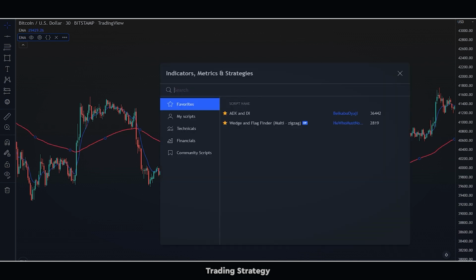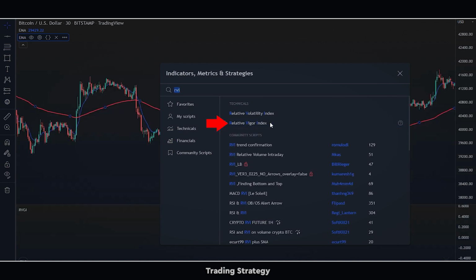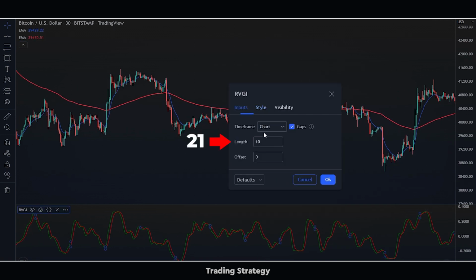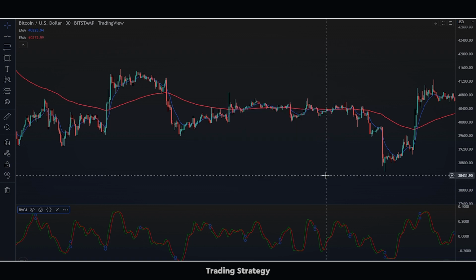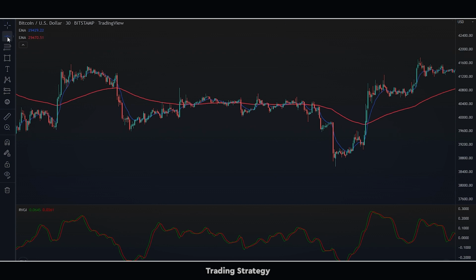Finally, we will select the RVI. And we will put the value of 21. Also, with the help of a horizontal line, we will mark the point 0 in the RVI.